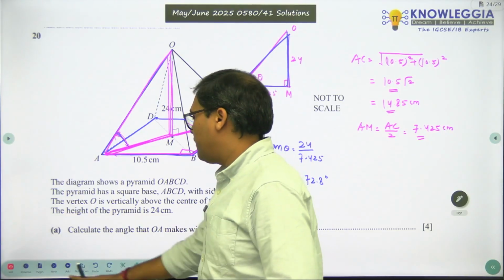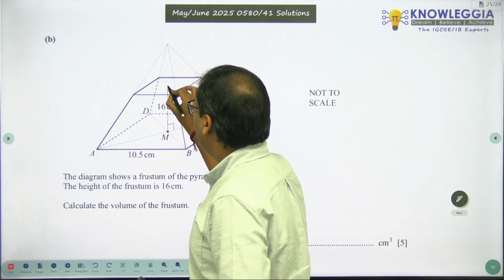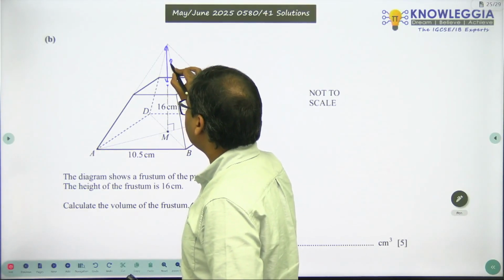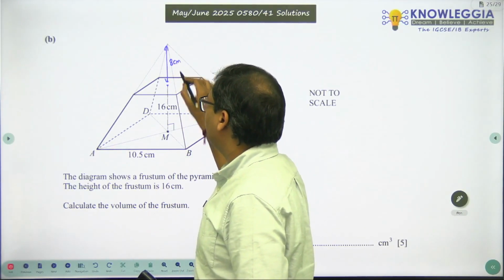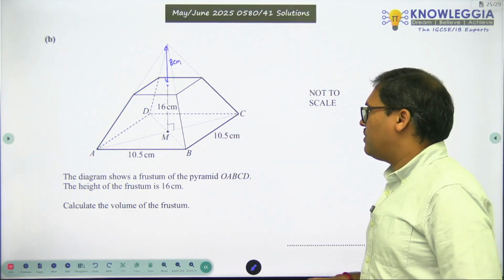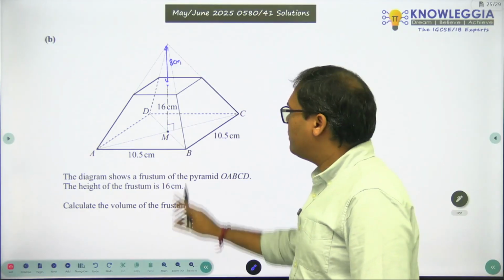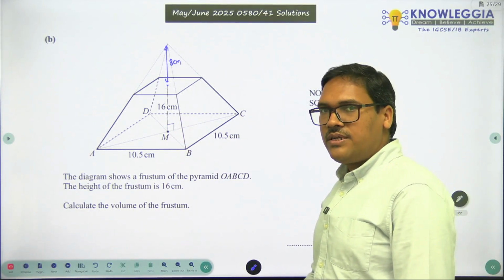that the total height is 24. So the total height is 24, and I'll just mark this part as 8 centimeters, because the total is 24. Everything else remains the same. You have to calculate the volume of this frustum. Now, first thing you can easily understand is this.